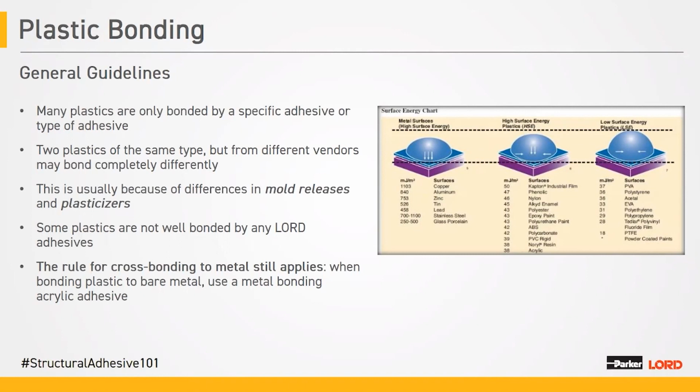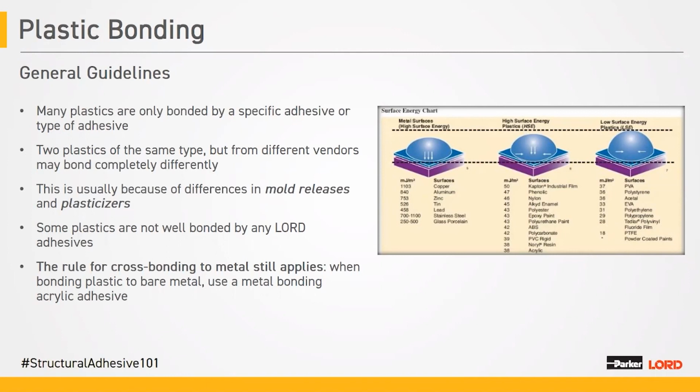The plastics may be the same type or the same general category, such as acrylic, but when supplied by different vendors, they may bond completely differently. This is usually due to differences in the mold releases and the plasticizers, so it may still be categorized as an acrylic plastic or a polycarbonate plastic, but it may perform differently. That's why we often recommend doing some additional testing to ensure that the adhesive bonds to those specific plastics.